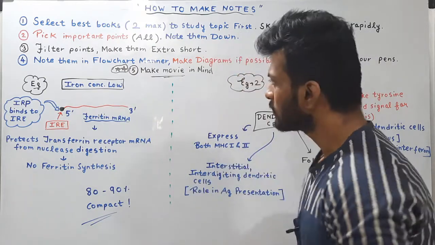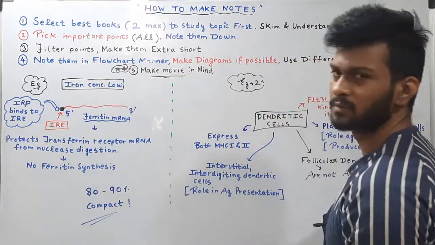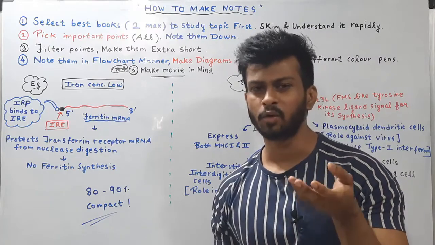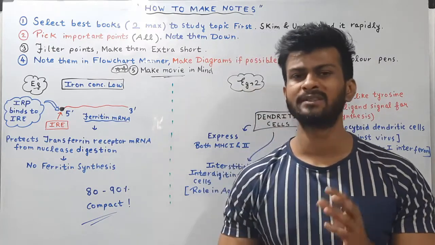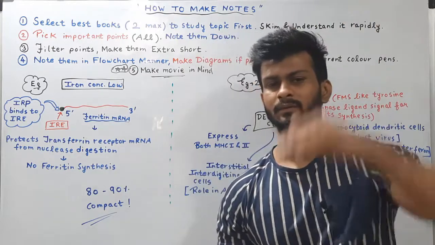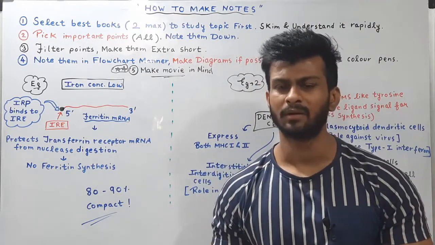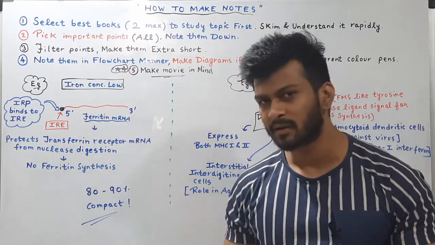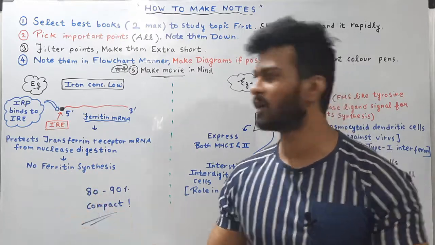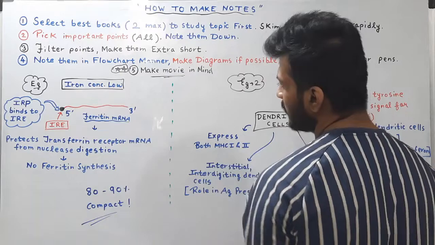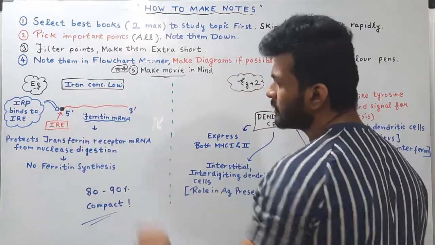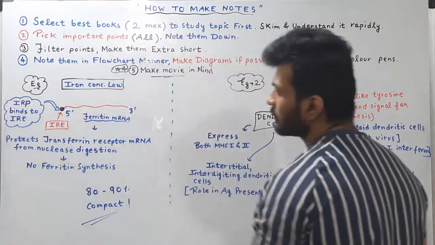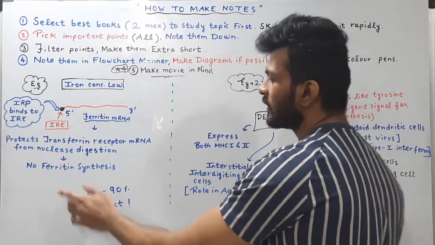Now when the iron concentration is higher, exactly opposite things will occur. Then why should we include that in our notes? It will simply make the notes huge. So we should skip that part, because we are smart enough to understand this. What will happen when the iron concentration is high? Exactly opposite things will occur. For example, when the iron concentration is high, IRP protein will not bind to IRE, due to which nucleases will degrade this ferritin mRNA in 5' to 3' direction, and there will be ferritin protein synthesis.